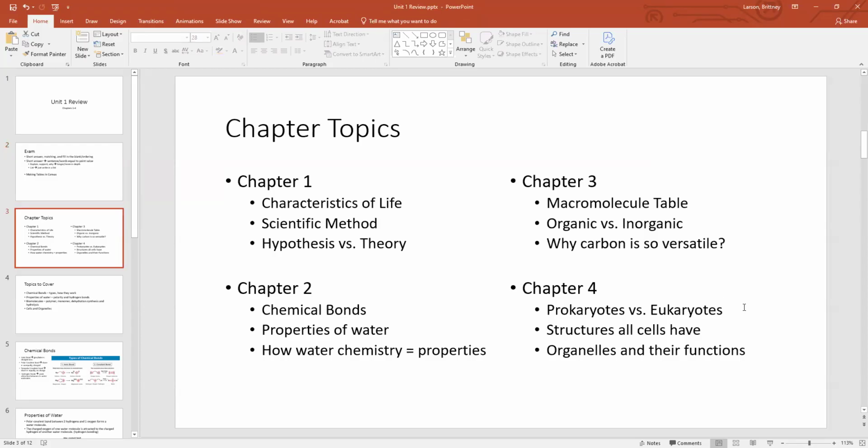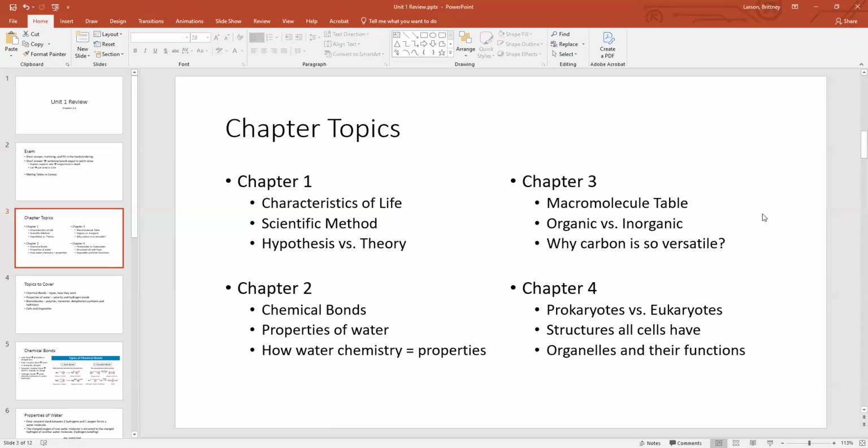So my students who were in my seated class yesterday, we talked about what were the big topics. Like if I were looking at it and I was saying, okay, I need to know the information on these topics and then be able to explain them in complete sentences. So for chapter one, you need to know the 6 characteristics of life and why those are important. For chapter one, you need to know the scientific method and the difference between a hypothesis and a theory.